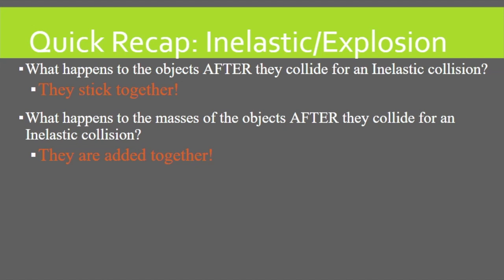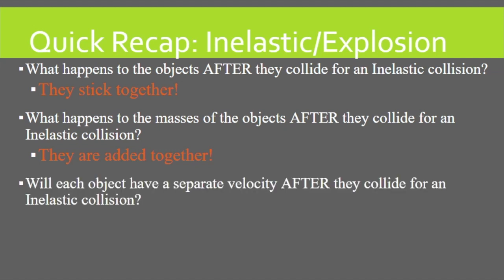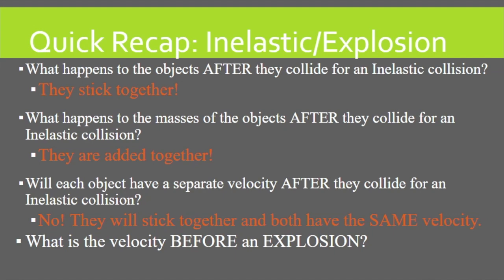Will each object have a separate velocity after they collide? Well, after they collide, they're stuck together, so they will have the same velocity. And again, on the flip side, for an explosion, they will have different velocities. And that's because they're going to have different masses after they explode. But something else I'd like to talk about real quick is, what is the velocity initially before an explosion? Well, 99% of the time, that answer is just going to be 0 because our object's going to be at rest before it explodes.